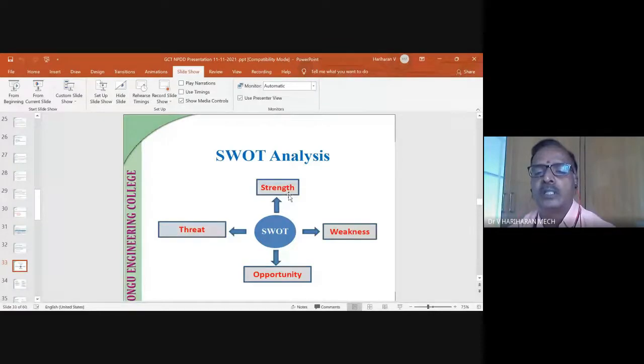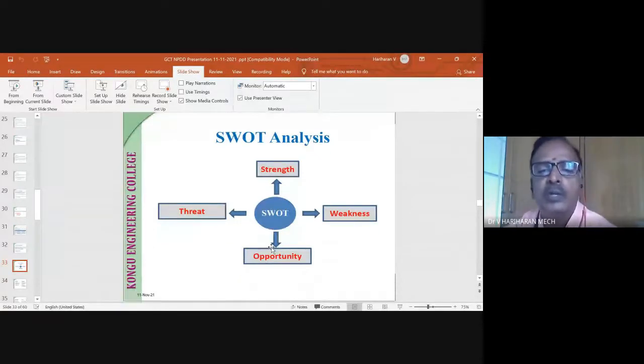Everybody should know their strength and their weakness, the company strength and the company weakness, and what opportunities are available based on the strength and weakness, and what are the threats that you are going to face for launching a new product. So all these things you have to understand before introducing a new product.